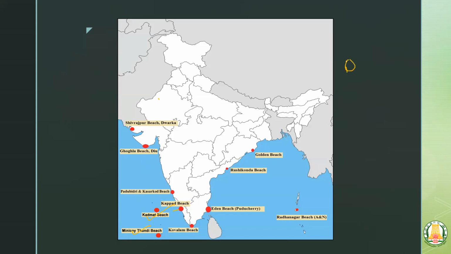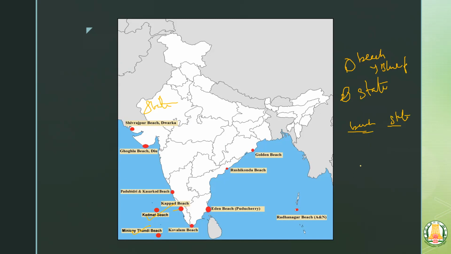One, you should know the names of the beaches that got blue flag certification. And another is to know which state each is in. Because if the question is like match the following, giving the name of the beach and the state name, you should be correct, knowing all the beach names as well as the particular state name. So a question is possible like this.